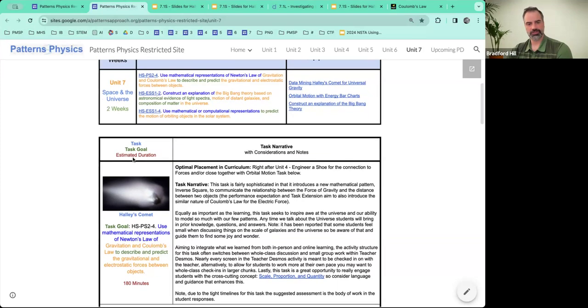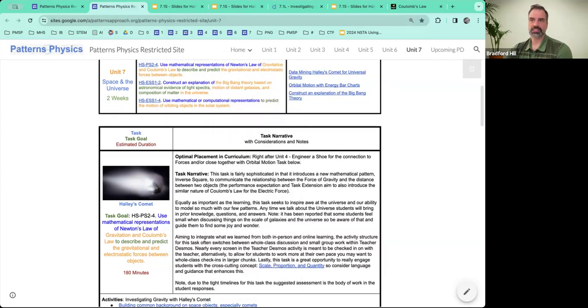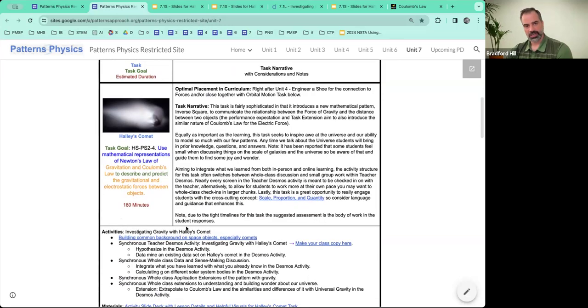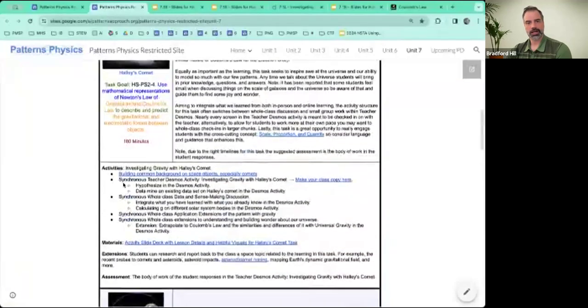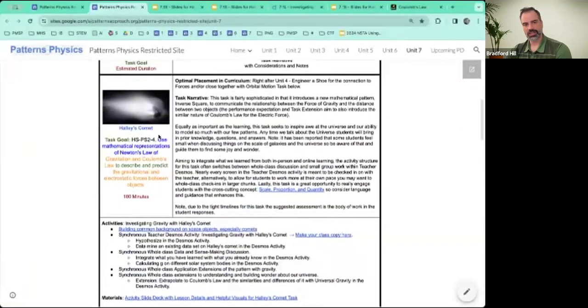But just for the future, note that we had a couple days before winter break, and we didn't want to start a new unit. And so we actually did Halley's Comet. So these are modular. They can be dropped in. So here is Halley's Comet.